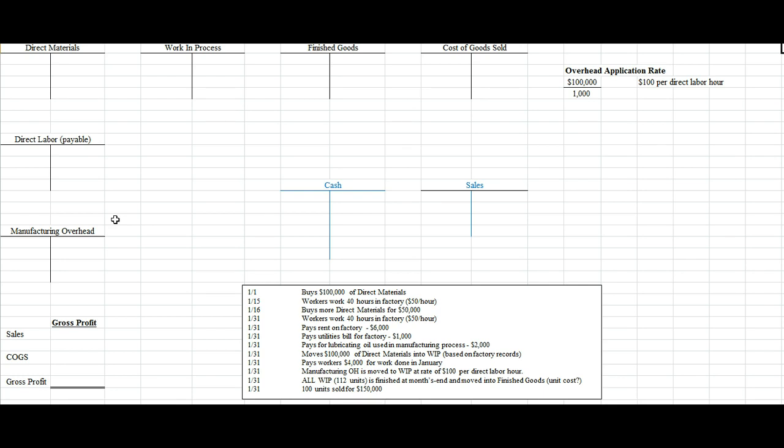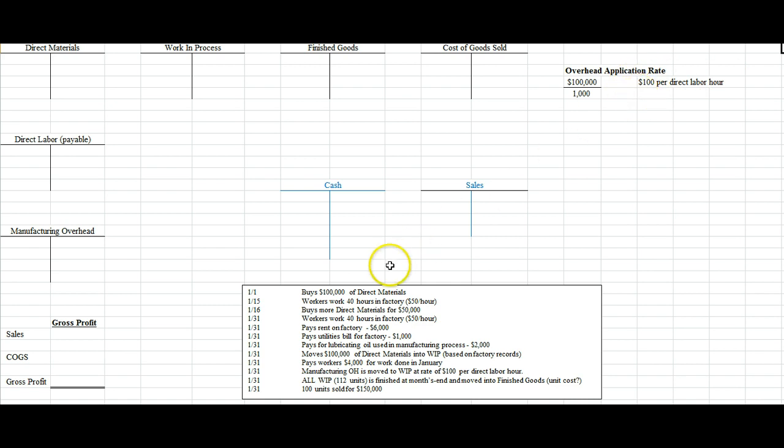Which brings us to the question of how do we apply overhead? We have to have rules. In this super simple example that I created, we're going to assume that we sit down at the beginning of the year and decide that we're going to have about $100,000 in manufacturing overhead during the year. And we think that a good cost driver for applying those overhead costs is direct labor hours. So maybe this is some kind of labor intensive business like making dining room tables. So we form a ratio, $100,000 worth of overhead costs estimated for the year divided by 1,000 direct labor hours estimated for the year means that our overhead application rate, our rule, is going to be $100 per direct labor hour.